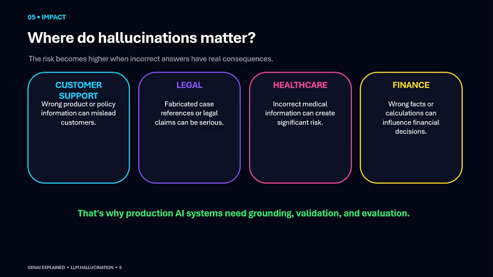Now, where do hallucinations matter? It becomes especially important when AI is used in real world applications. For example, imagine a customer support AI giving incorrect product information, or a legal AI generating a completely made up case reference. In healthcare or finance, incorrect information can be even more serious. So, that is why production AI systems need grounding, validation, and evaluation.